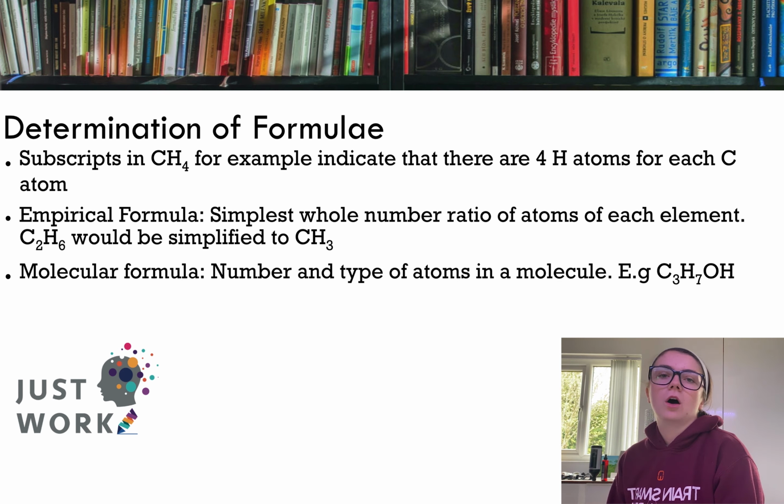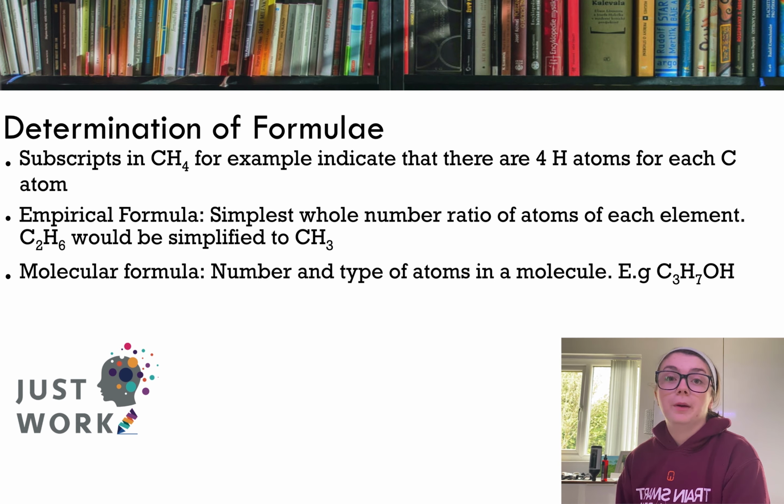So, determination of formula then. We always use the atomic symbol that we spoke about back in video 1, followed by a subscript version of however many atoms are in that molecule. So subscripts in CH4, for example, indicate that there are 4 hydrogen atoms and 1 carbon atom in that molecule. One thing we need to be able to work out and calculate is what we call the empirical formula. Now, the empirical formula is the simplest whole number ratio of atoms of each element. So C2H6 would have an empirical formula of CH3.